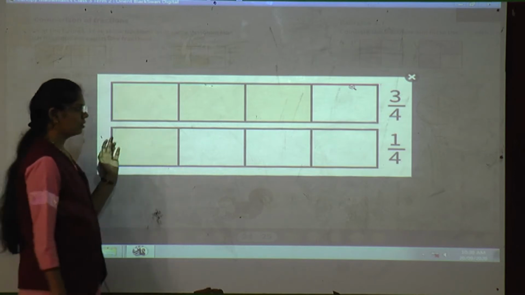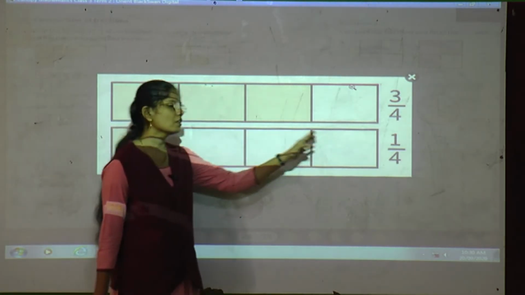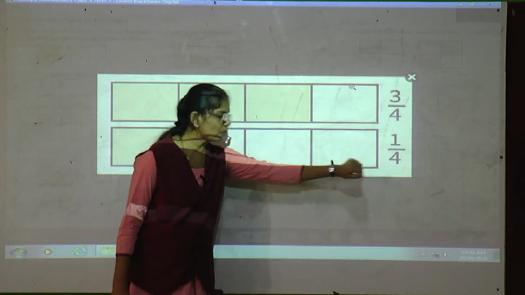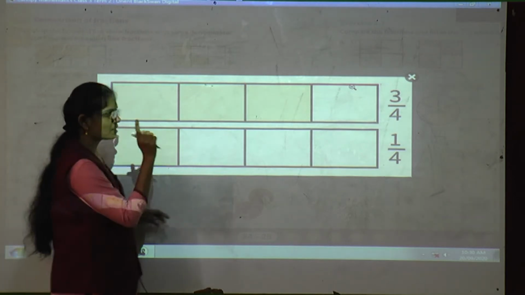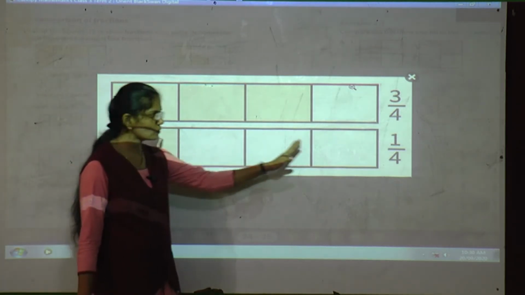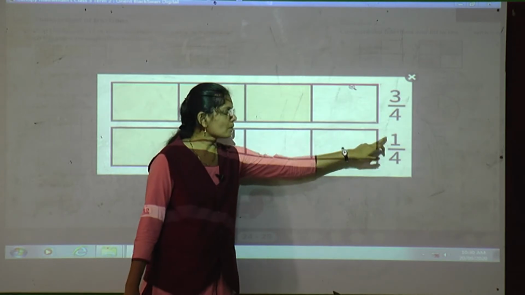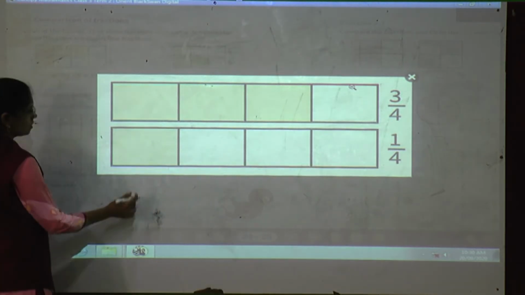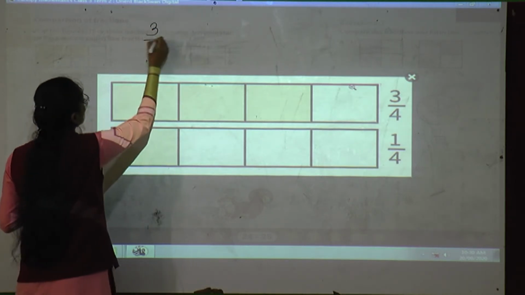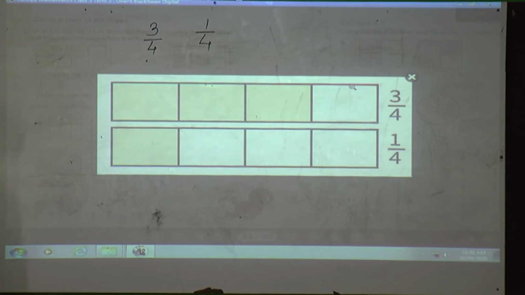Now see this second figure. In this figure, the whole is again divided into 4 equal parts. 1, 2, 3, 4. So here we'll write 4. Now out of those 4, how many parts are shaded? Only one part is shaded. So what is the fraction of this second figure? 1 by 4. Now students, you have to focus on these two fractions, 3 by 4 and 1 by 4.